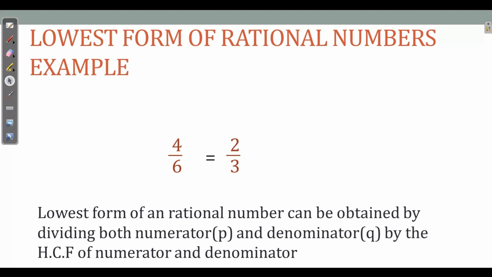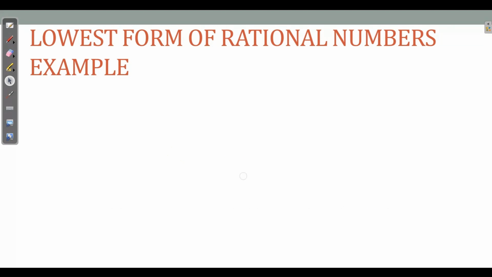So the thing is, to get the lowest form of any rational numbers, we have to divide both numerator and denominator with the HCF of numerator and denominator. Let us look into another example. Consider 30 by 42. Again, for these two things, 1 is not the common factor. Let us look into this.